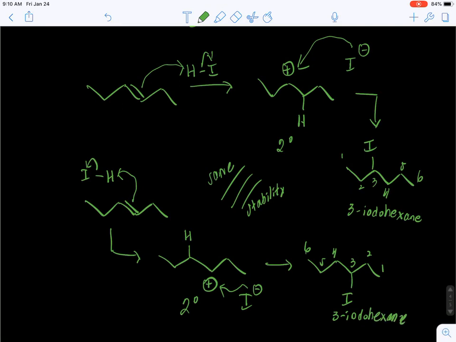So in summary, it does not matter which of these carbons receives the hydrogen, because they would both give a secondary carbocation. In addition, because of the symmetry of the molecule, it really doesn't matter which receives the hydrogen, because iodide is going to attack that third carbon in terms of the way we number the system.